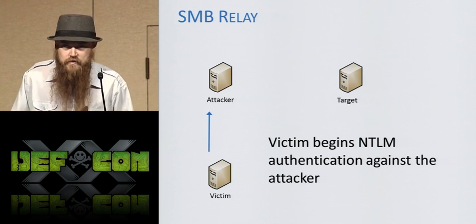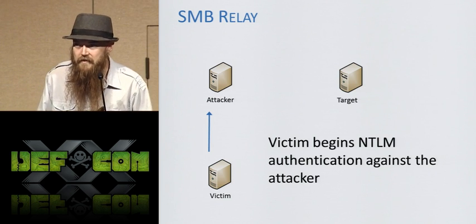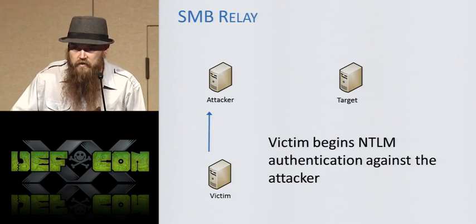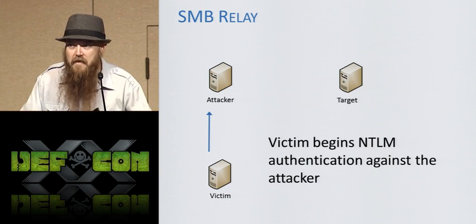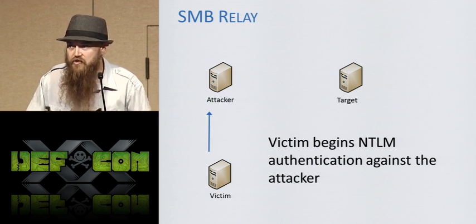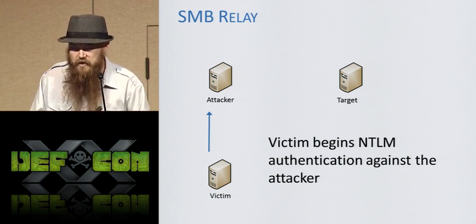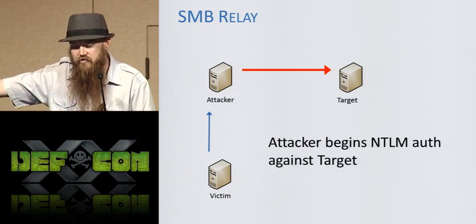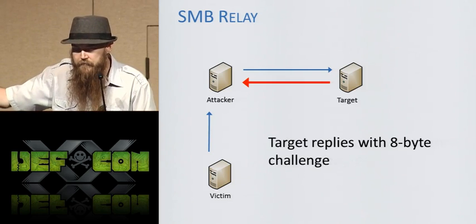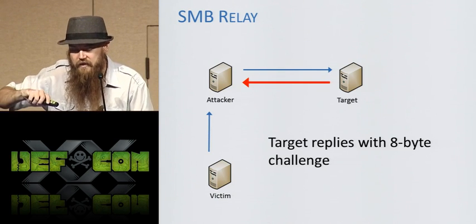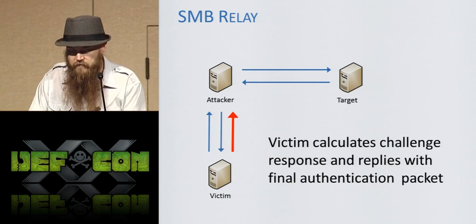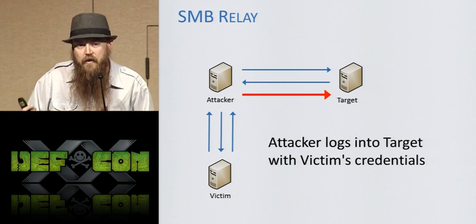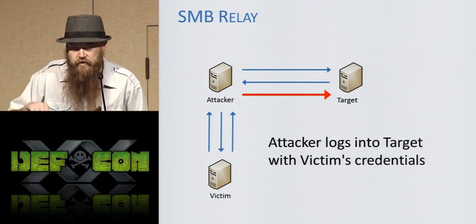This is an old school technique that was talked about for the first time at least since 1999. A victim talks to some attacker machine, and it doesn't matter why it's talking to that machine, just for some reason it's calling out to this box. It attempts NTLM authentication. So the attacker just sends that same packet straight over to a target, and he wants to own that target. The target sends back an 8-byte challenge. We send that same challenge to the victim. The victim calculates a response for that challenge, sends it to us, we pass it on. Now we're logged into the target as whatever the victim user was.